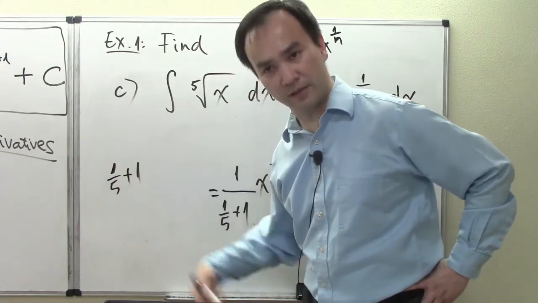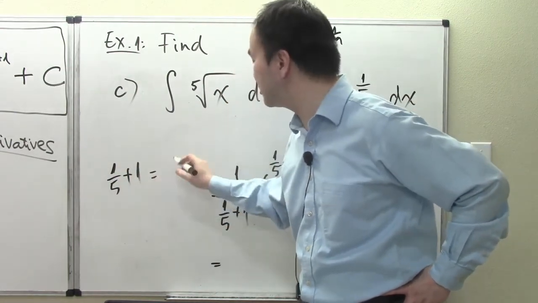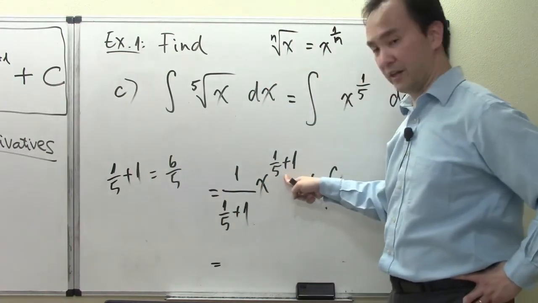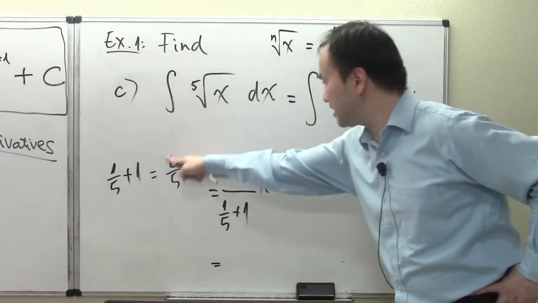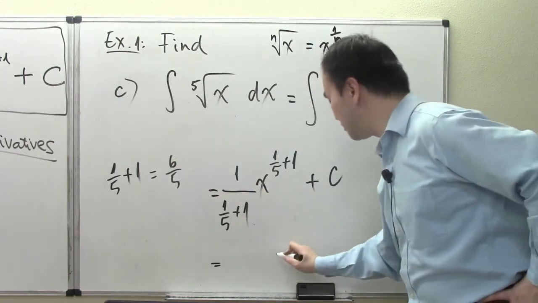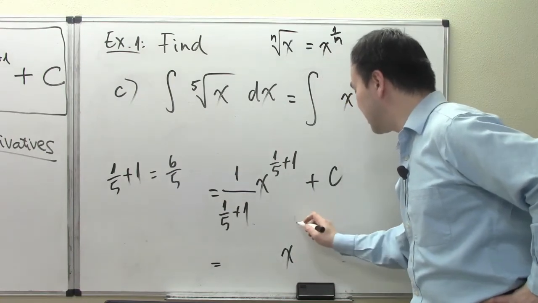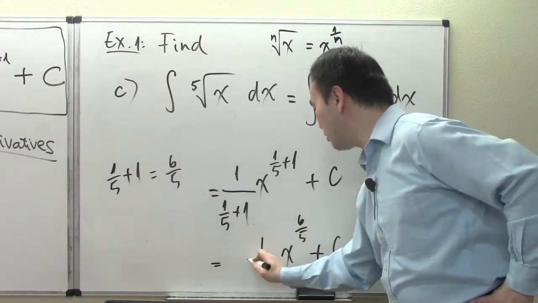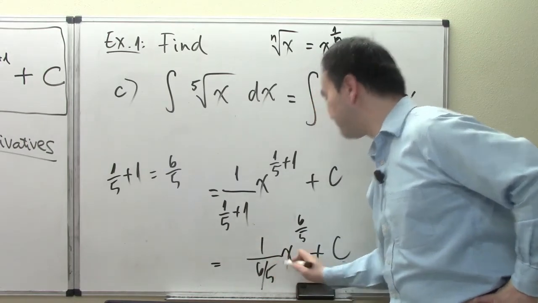1/5 plus 1, right? You know what you do. It gives you 6/5. That's your final power here, and that means this number is going to be also placed down here. So now you have x to the 6/5 plus c, and there's 1 over 6/5.